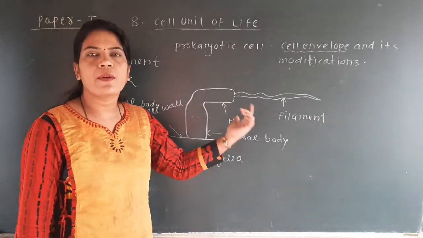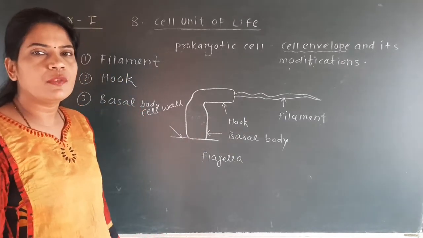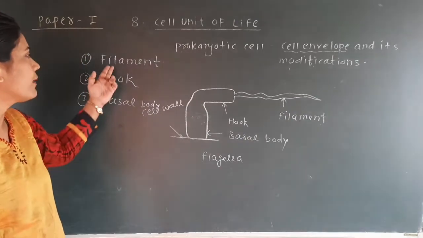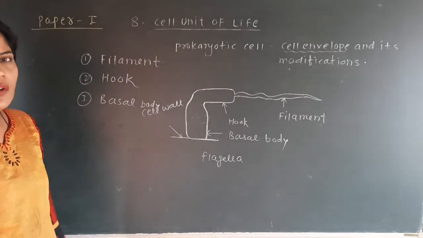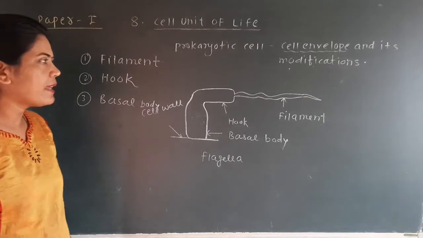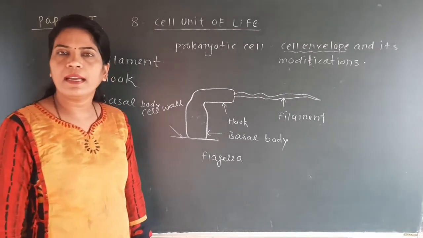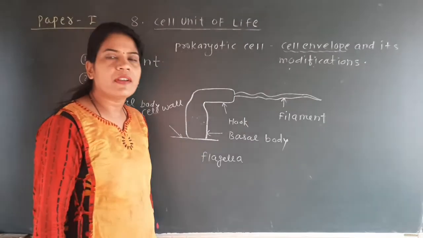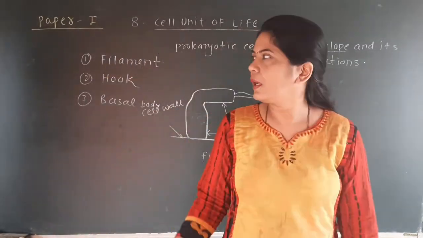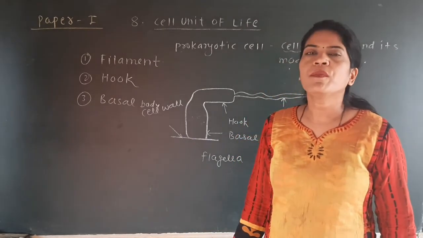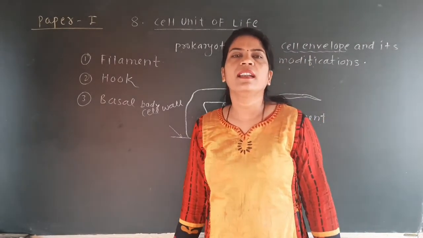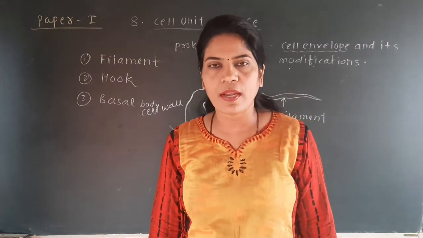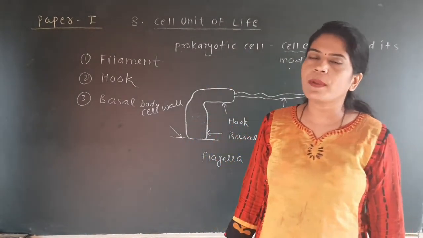That's why I have drawn it here. If you require this figure, you can also draw it in your notebook to easily understand the parts of this flagella. So flagella is a modification of the cell wall envelope. Flagella has three parts: filament, hook and the basal body. Flagella's main function is locomotion. If flagella is present, that bacteria is called motile bacteria, and if flagella is not present, that bacteria is called non-motile bacteria.